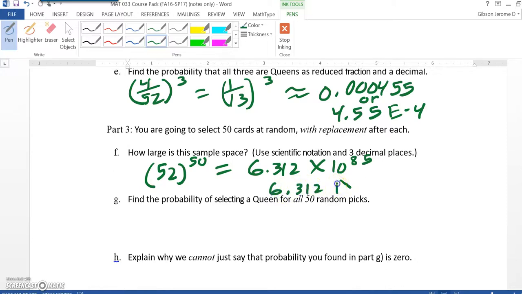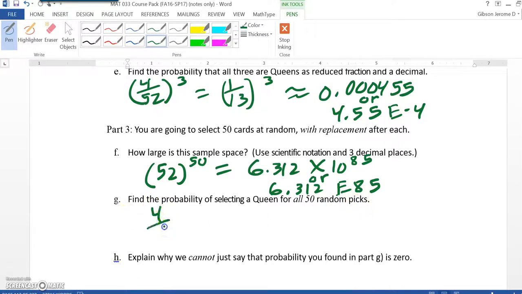E 85. So you can write it as either or. If you put 52 to the 50th power in your calculator, it'll come up as this, and you can rewrite it as this here. Okay, now it says find the probability of selecting a queen for all 50 random picks.